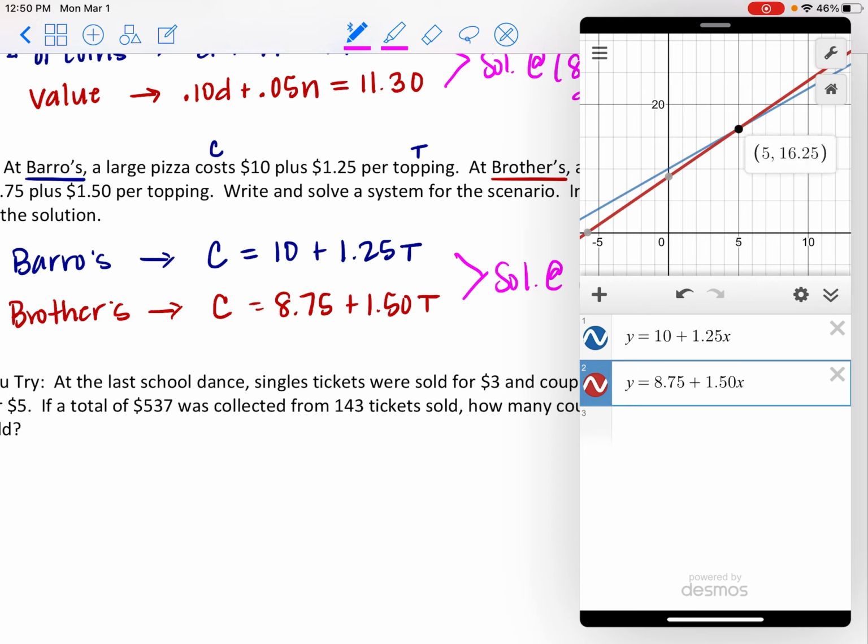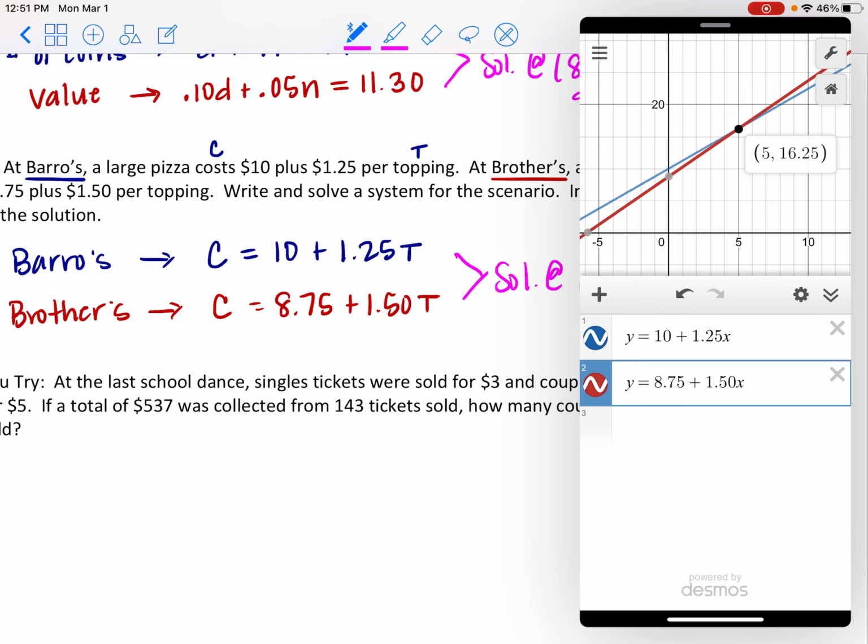It's the solution to the system, but it's more than that. Before that, you can see how the blue is above the red. It means the Barrow's Pizza is more expensive. So it's more expensive to start, and it's more expensive for 1 or 2 or 3 or 4 toppings. But when they get to 5, what's happening is they're exactly the same.